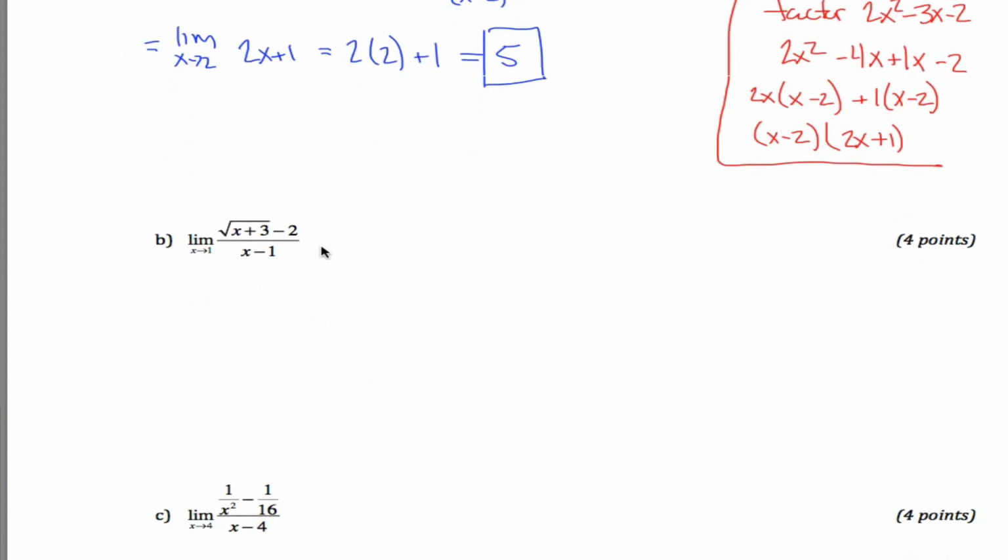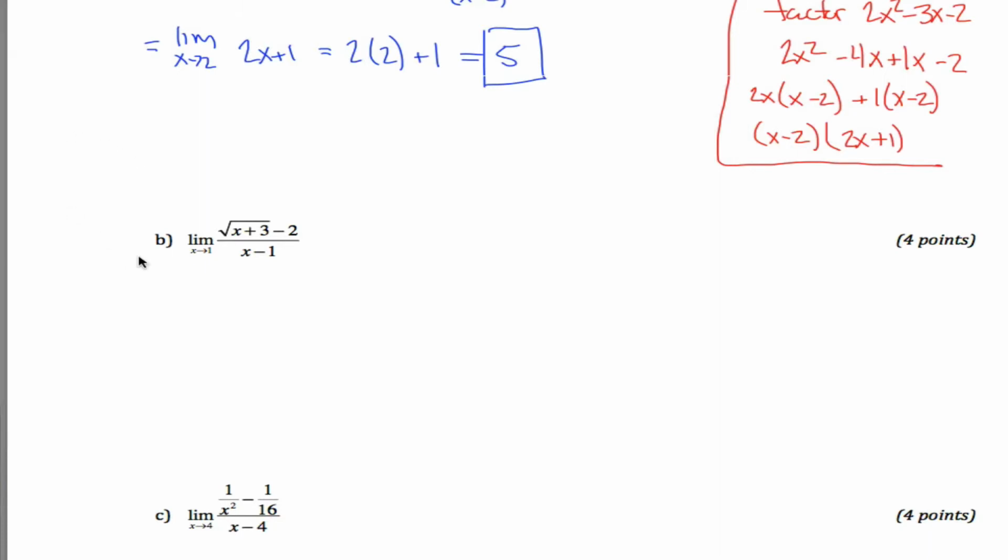Next one. Same basic idea. It'd be nice to change all the x's into 1's, but if you do that, you'll get 0 divided by 0. So all right, I got to get rid of this x minus 1. There must be an x minus 1 in the numerator. It's just kind of hidden. So how am I going to find it?